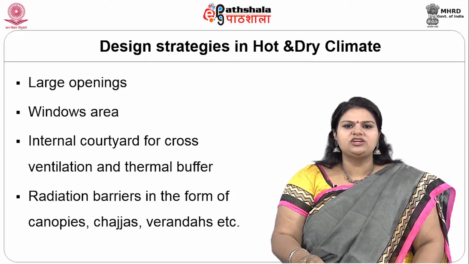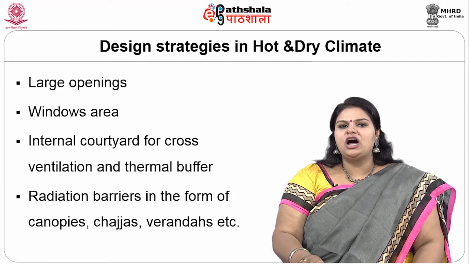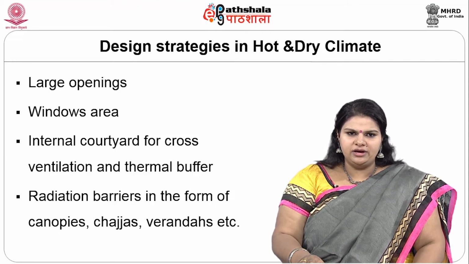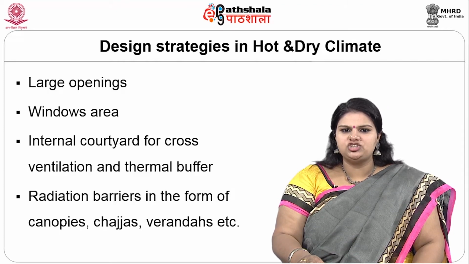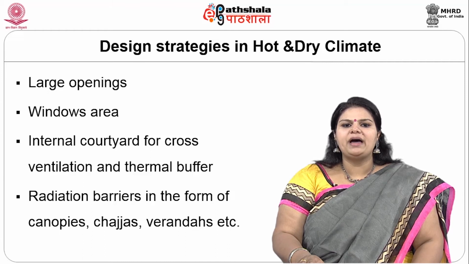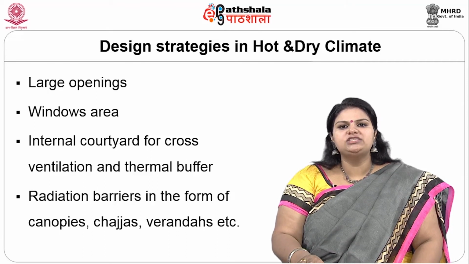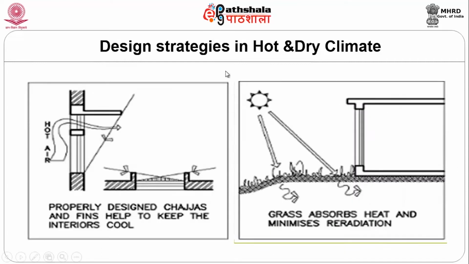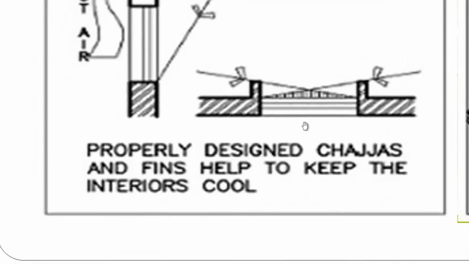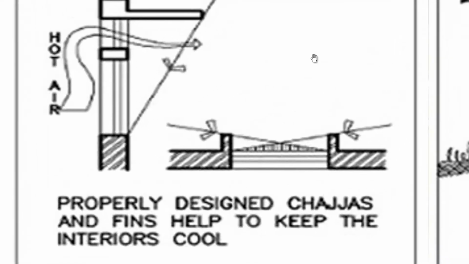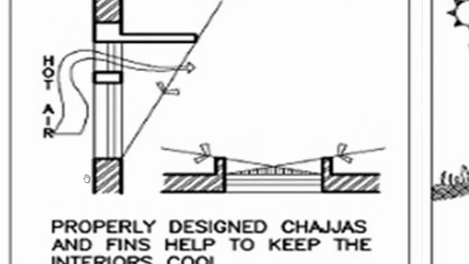If you look at the design strategies in hot and dry climates, we need to have large openings, great window area, internal courtyards for cross ventilation and thermal buffers, and radiation barriers in the form of canopies, chhajjas, verandas, etc. So, in a hot and dry climate, what happens when you have a window? If you have a properly designed chhajja and fins, it helps to keep the interiors cool, because any sunlight that comes in gets cut, and hot air, as we know, rises. So, in the interior, when hot air rises, it can come out and the sunlight will not enter the space.